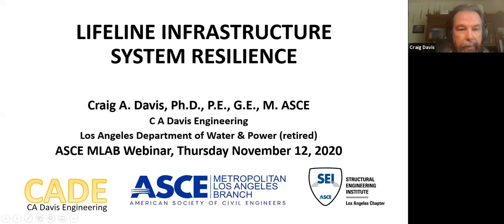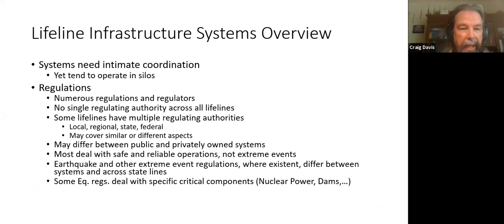Monsoons, wildfires, and so on. But back to regulations, the earthquake and other extreme event regulations, where they exist, differ between systems and across state lines. Some earthquake regulations deal with specific critical components, such as nuclear power plants and so on.